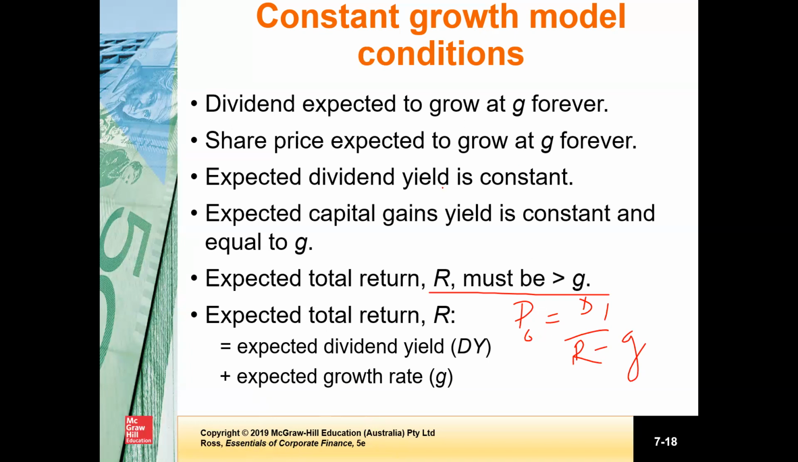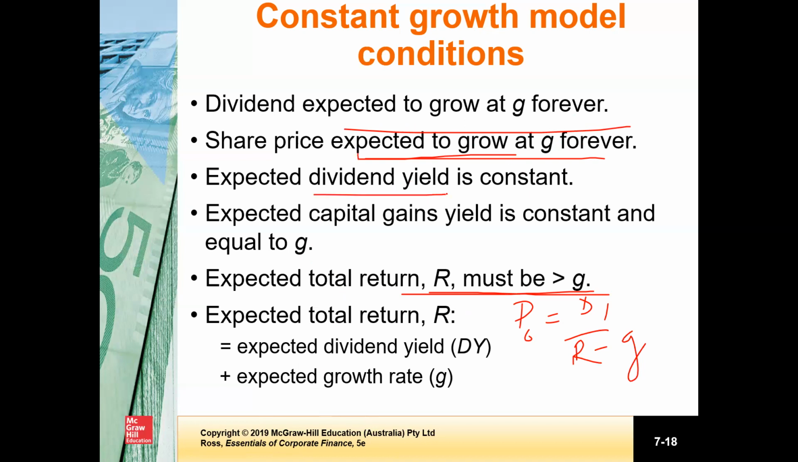So these are some prominent conditions: dividend is expected to grow at a constant rate forever, share price is expected to grow at a constant rate forever, and also the required rate of return must be greater than G, which is, R must be greater than G.